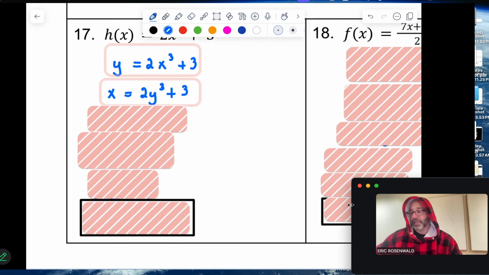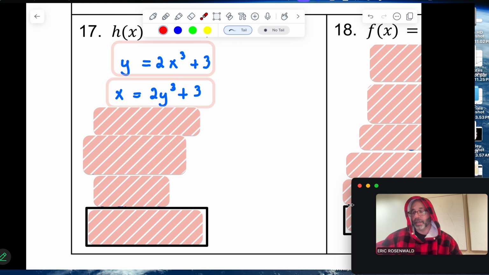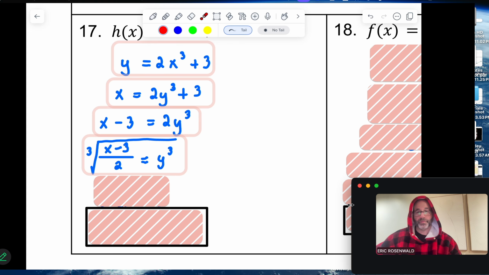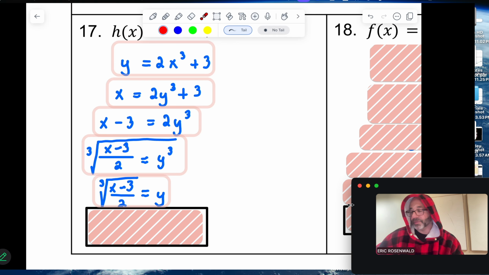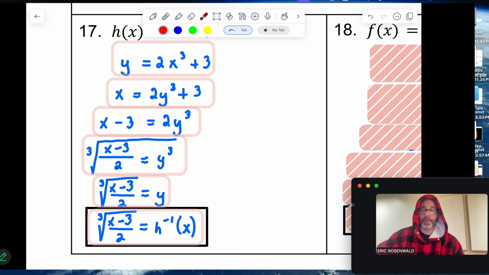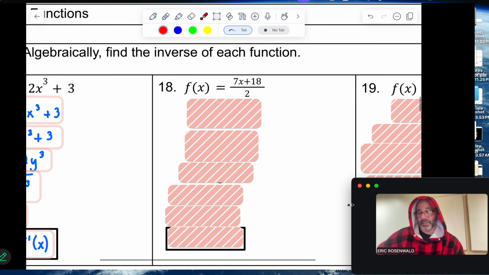So in order to get the 3 to move over here, I'm going to subtract 3 from both sides. In order to get rid of this 2, I'm going to divide both sides by 2. In order to get rid of the 3 that was right here, I take the cube root. Instead of, if it was a square, we do the square root. Well, with the cube, I do the cube root. And we're left with the cube root of (x minus 3) over 2 is equal to y, which is our inverse. Okay. For number 18, same thing.